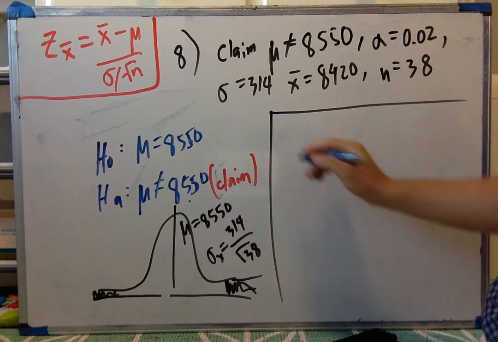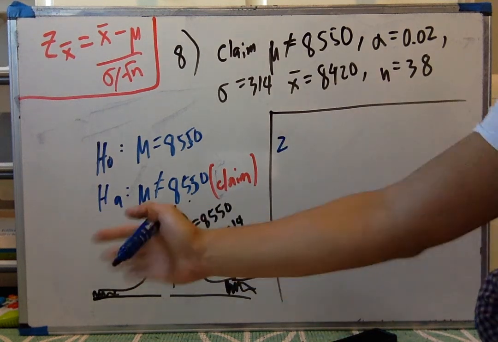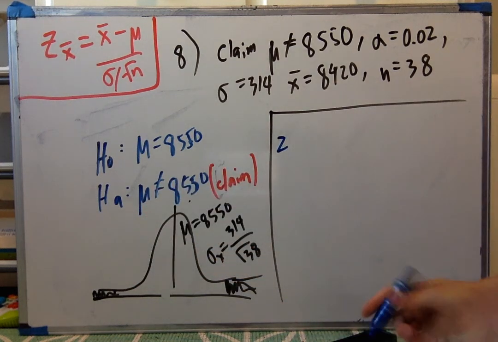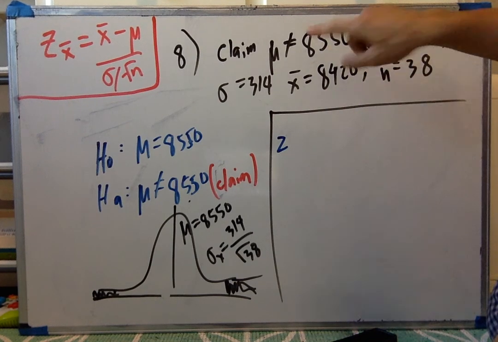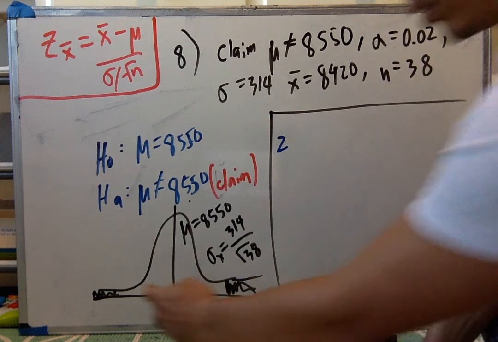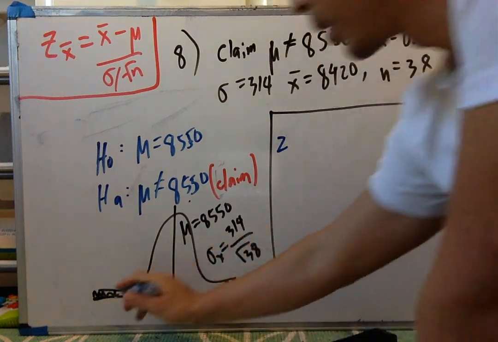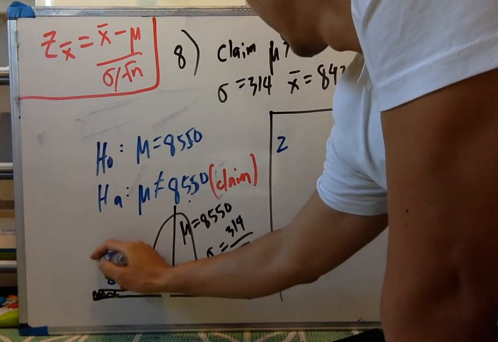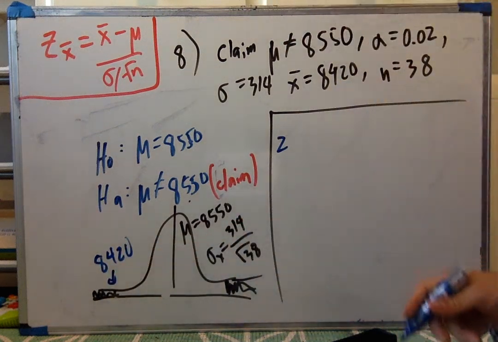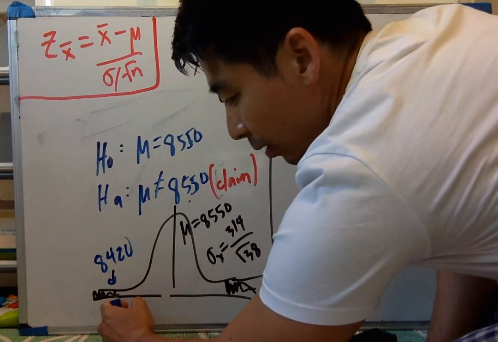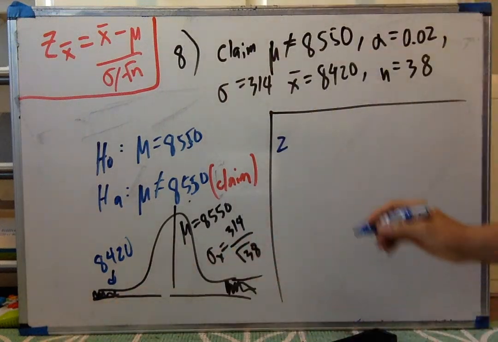Since I'm doing a two-tailed test, I should do 2 times whatever side I choose. And I'm going to choose the left side because this value, x bar, 8420, is to the left of my mean, 8550, right? So I want the values from here on to the left. What's the probability that I'm over there?